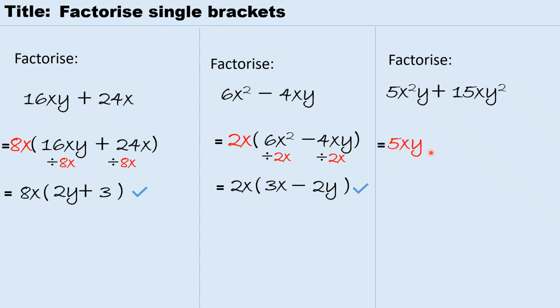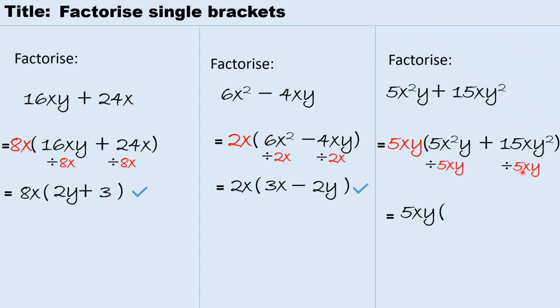Then place your initial expression inside our brackets, and then remember to divide with your highest common factors. So therefore 5x squared y will be divided by 5xy, and 15xy squared will be divided by 5xy.